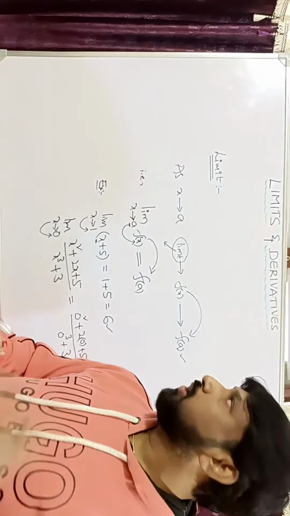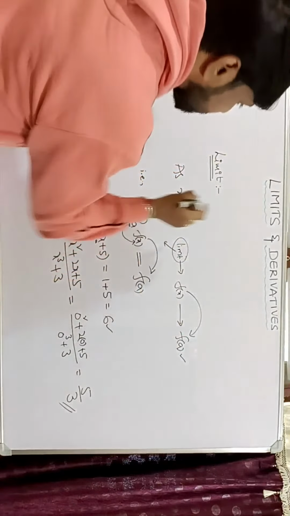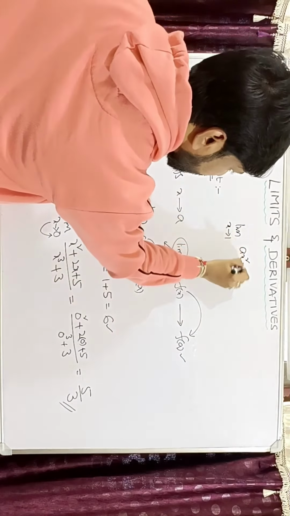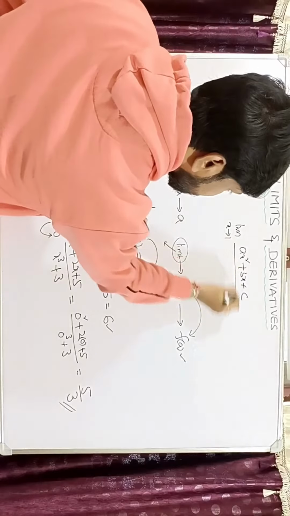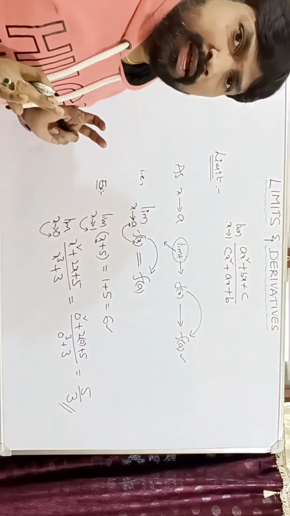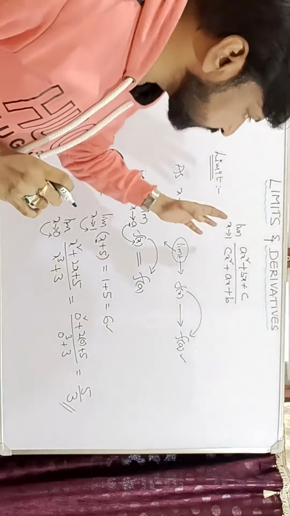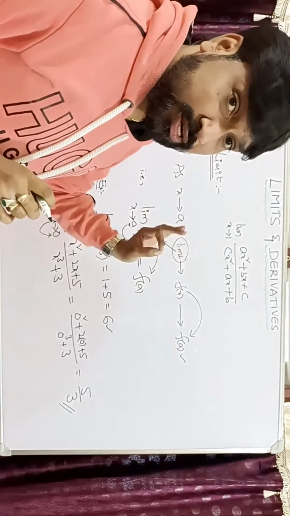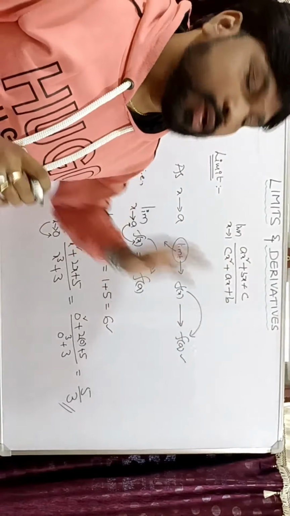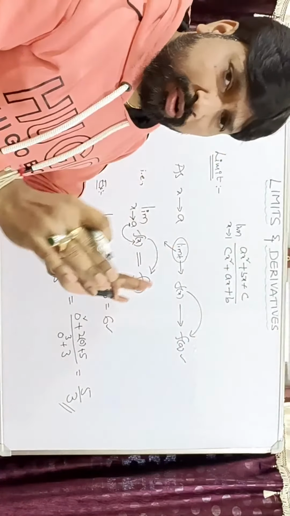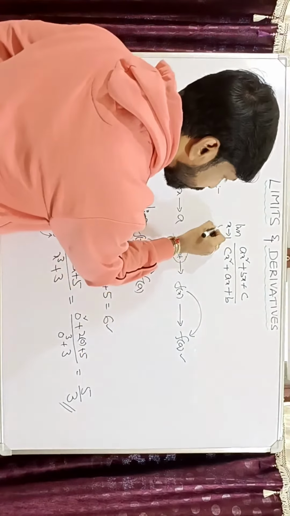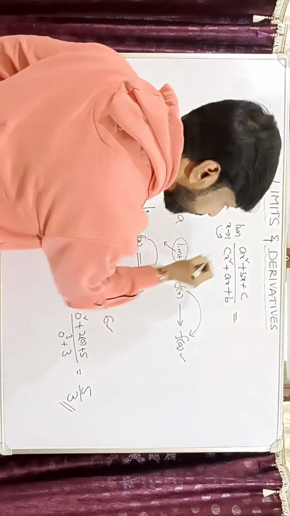Very recently, in the previous examination, they asked this kind of question: limit x tends to 1, ax square plus bx plus c by cx square plus ax plus b. This is a previous year boards examination, NCERT examination question. What you are going to do is just replace x with 1. In place of x, replace 1. Then what happened here?